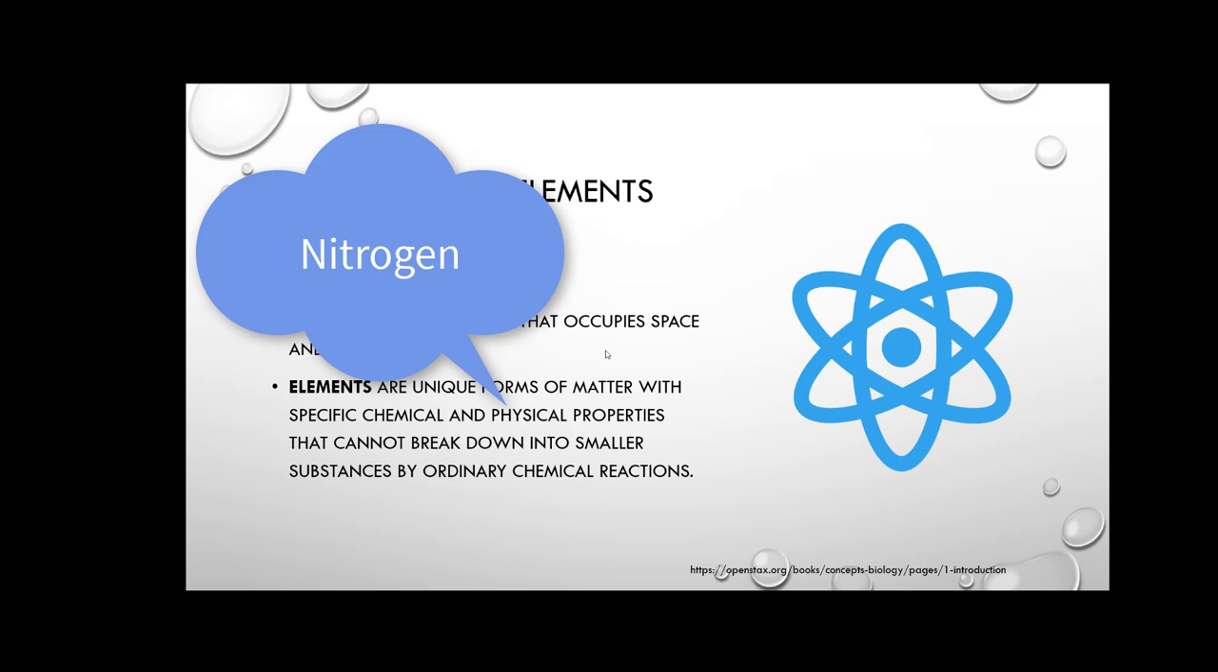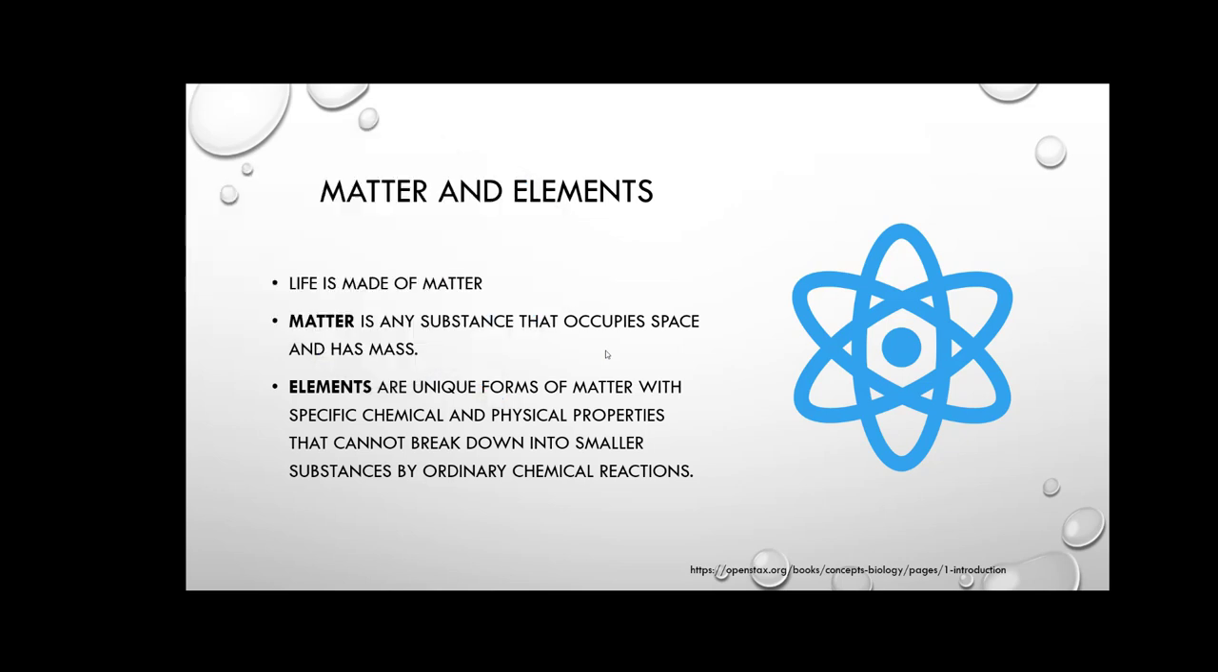So I cannot take an atom of oxygen and break it down into a smaller substance. I can't break it down into something else by ordinary chemical reactions. A single atom of oxygen has a specific chemical property and a physical property that is different from a carbon atom, for example. So elements are unique forms of matter. They each have specific chemical and physical properties.